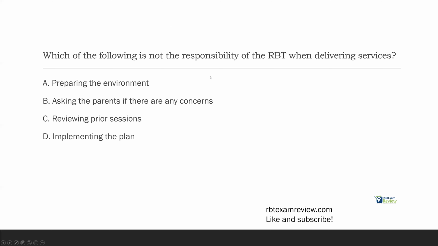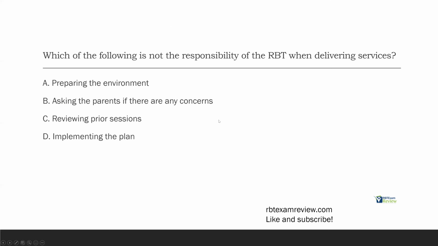This is an easy question. So again, which of the following is not the responsibility of the RBT when delivering services? First things first, what is the RBT's primary role, your main role? Implementation. So if we look at D, implementing the plan, absolutely the responsibility of the RBT. Eliminate it.